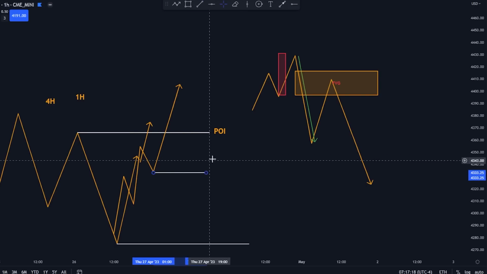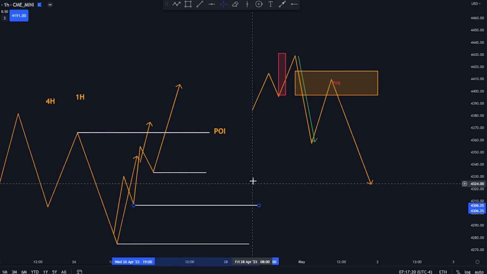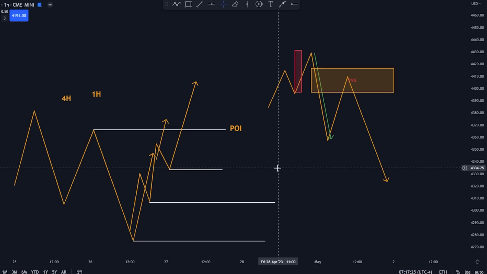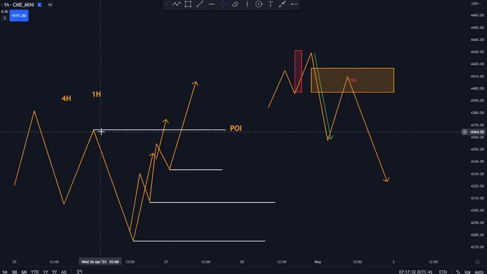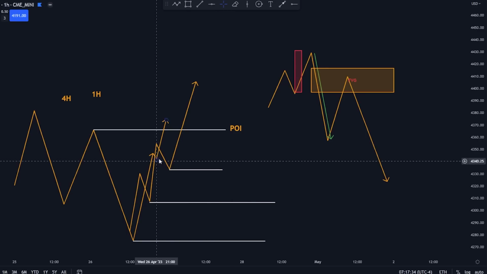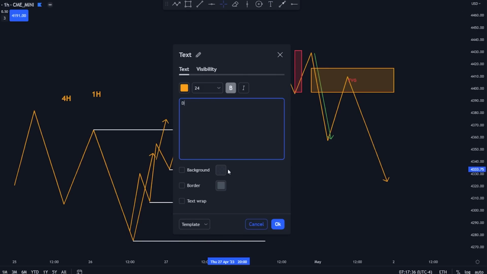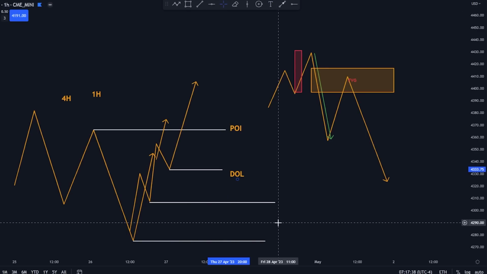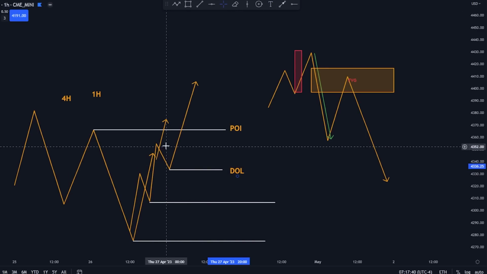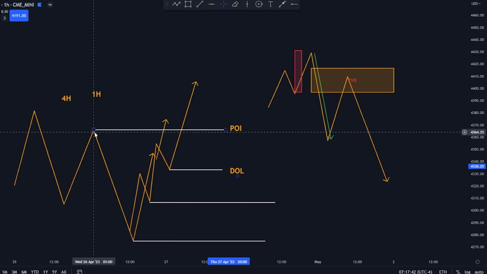And my target would be this liquidity right here. And the most important thing that you just have to understand is the point of interest and draw on liquidity. So this would be draw on liquidity. So you are looking for point of interest, which is this high right here.